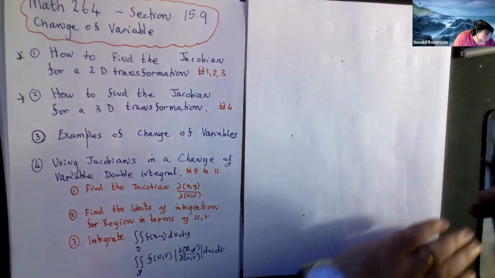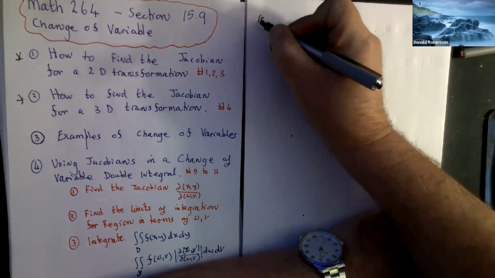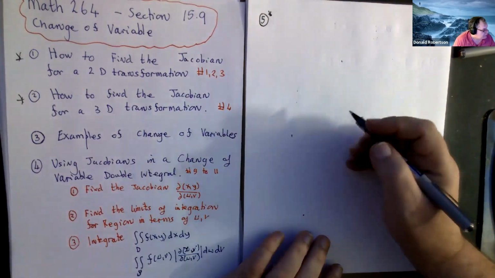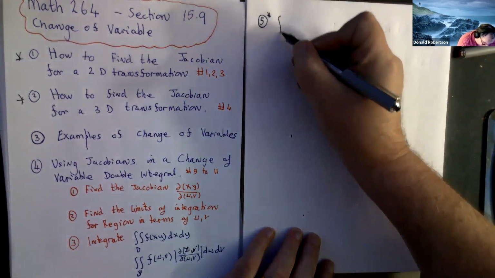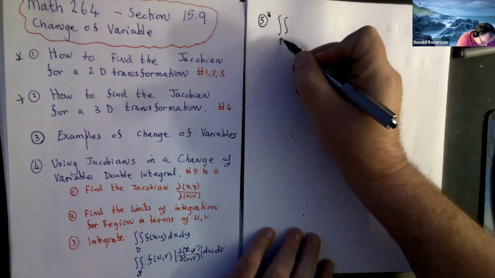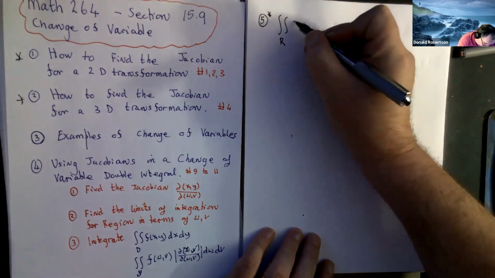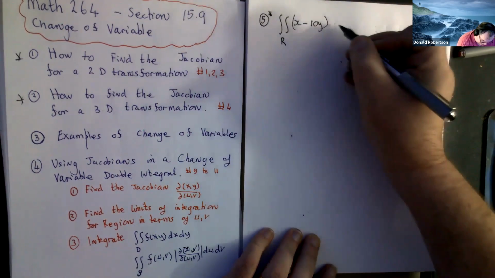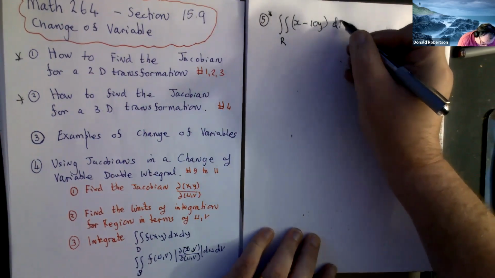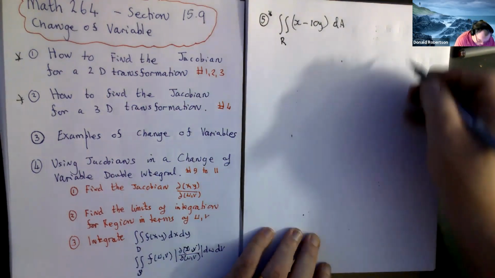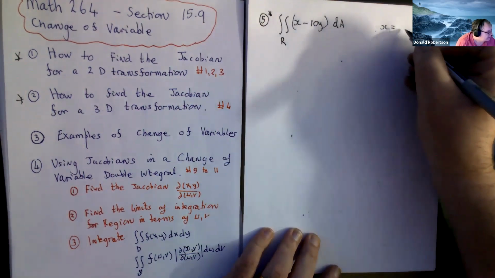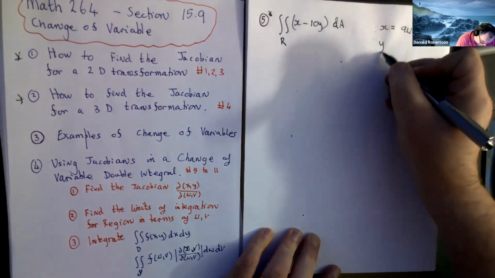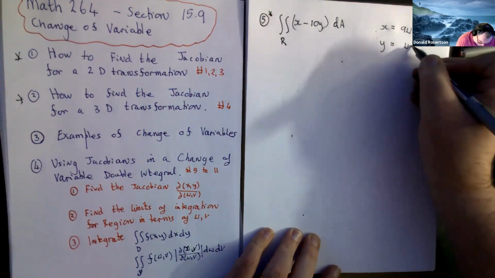Okay, let's jump right into it. These questions are messy and you have to be careful. We are going to find the double integral over some region R of a very simple integral. And dA is just code for dx dy. And we are given the substitutions that we're going to use.